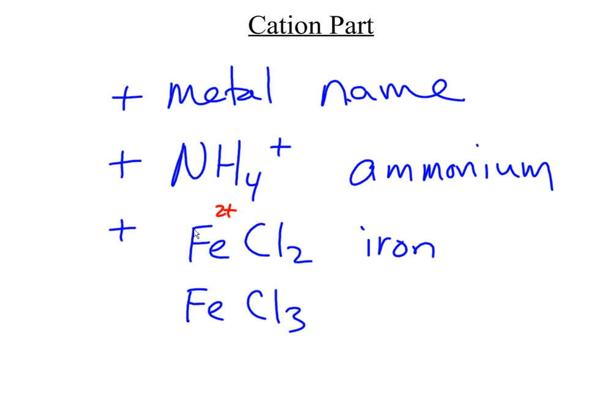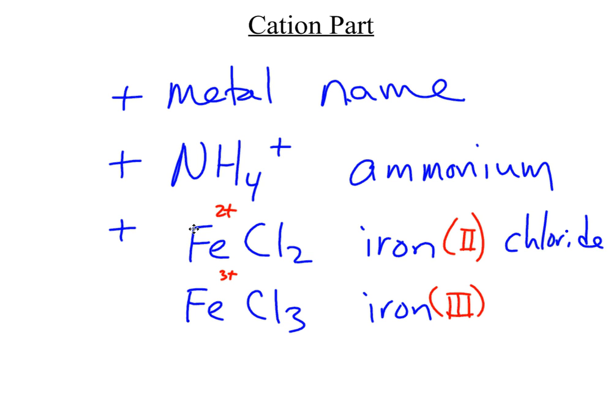iron, and because it's a 2+, Roman numeral 2, and then chloride. Similarly, the second one would be iron. And now we look at the iron again, and we see that here, each chlorine took 1 electron, so this iron must have given up 3 electrons, so it's got a 3+ charge. So this would be iron 3 chloride. Again, it's important to remember that the Roman numeral refers to the charge on the iron and not how many chlorides are connected to it.